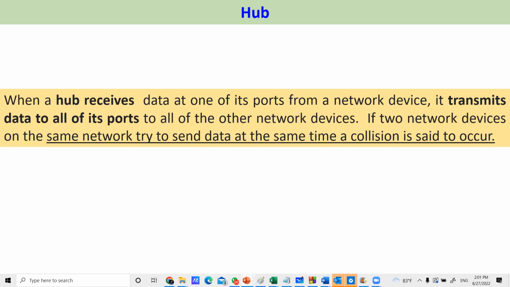Collisions or errors happen in the network because of this situation, which means two or three computers in the network are trying to send data at the same time. Therefore, a network system having a hub is not able to send data at the same time. That means more computers are not able to send data in the same time.